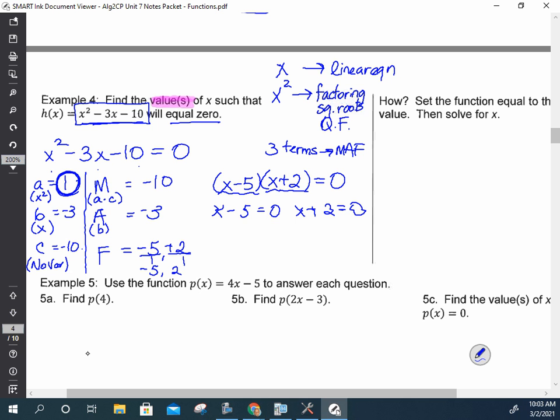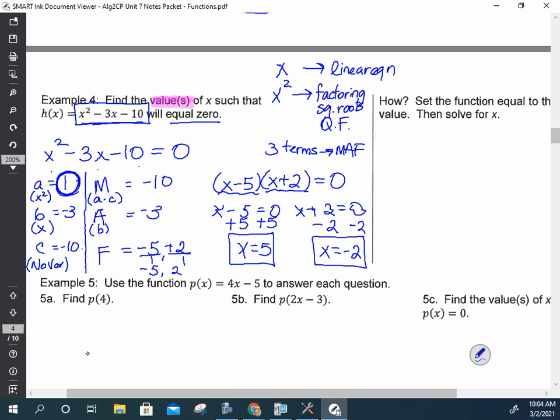All right. So we take each factor, set it equal to 0, and now we solve each part. So for x minus 5 equals 0, add 5 to both sides. Subtract 2 on both sides. X equals -2. So those are your two answers for example number 4.